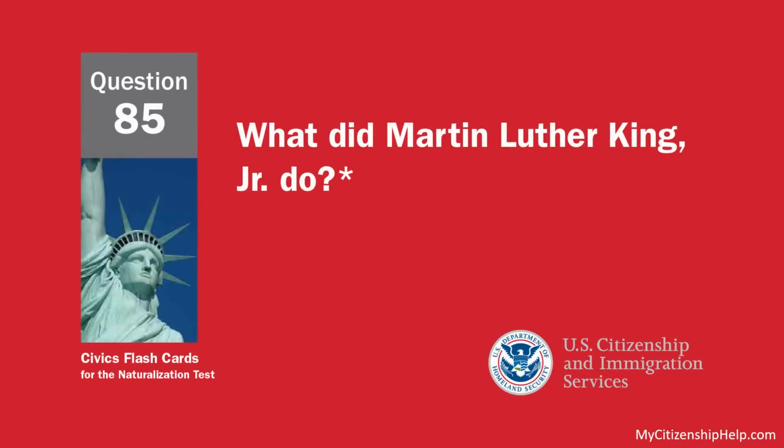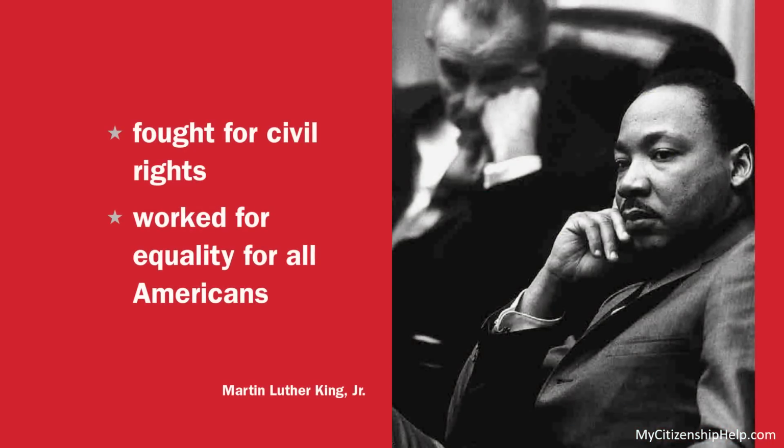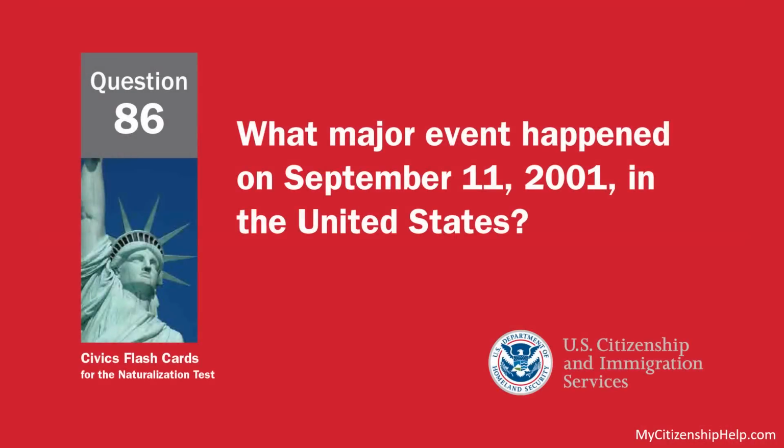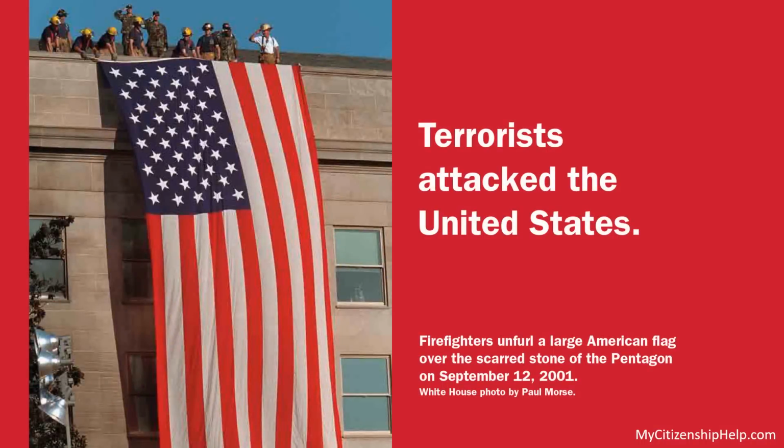What did Martin Luther King Jr. do? Fought for civil rights. Worked for equality for all Americans. What major event happened on September 11, 2001, in the United States? Terrorists attacked the United States.